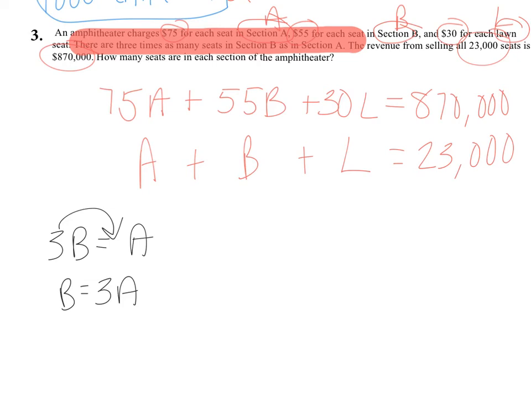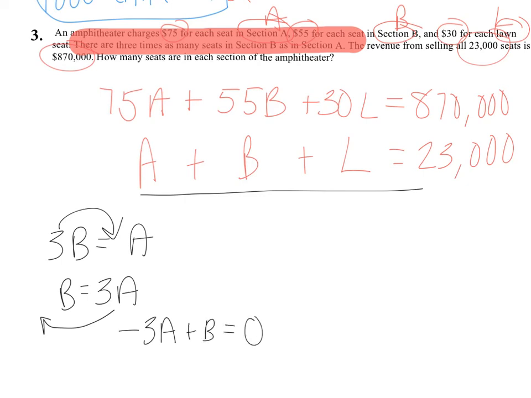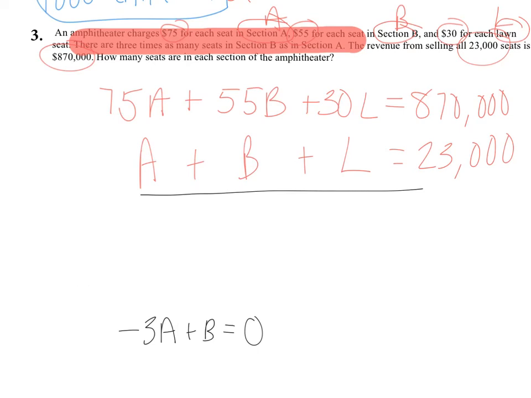So the only thing that we need to do now is get all of the letters on the same side of the equal sign. So I would need to move this 3A over here by subtracting it. So it would be negative 3A plus B equals nothing, so 0. And we just move that up here. So my third equation is negative 3A plus B equals 0.